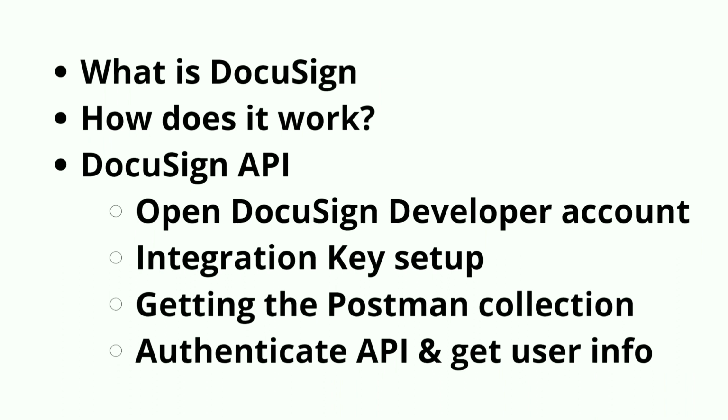So today we are going to explore an altogether different topic, which is DocuSign. In today's video we are going to see what is DocuSign, how does it work, and the available DocuSign API. To use DocuSign API we have to set up a DocuSign developer account and do some configuration settings. After all the configuration, we are going to test a few APIs, which is authenticate, and we will get the user detail with the help of API. So let's get started without any further delay.